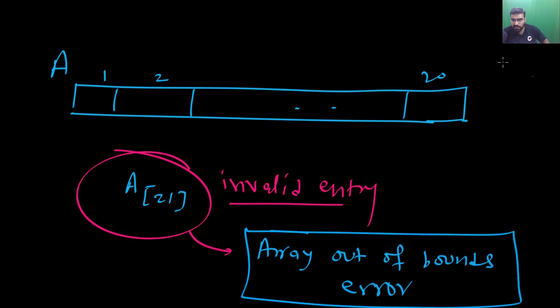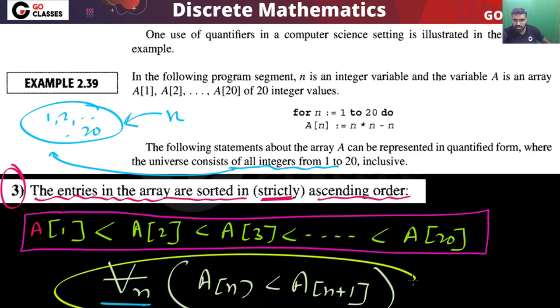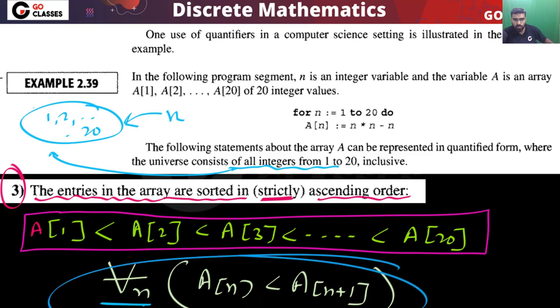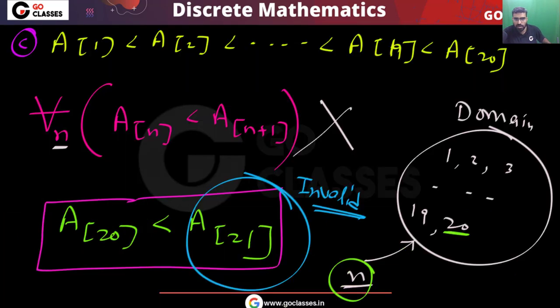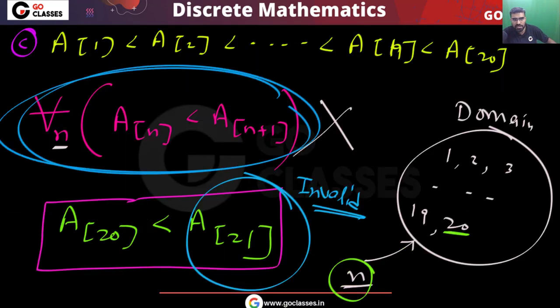In the array we don't have a21. So that is the reason I am saying that if you have written this statement, then this is wrong. If this was your final answer, then that is wrong. There is a problem here, and this answer is wrong. So I hope this point is clear. Why is this answer wrong?